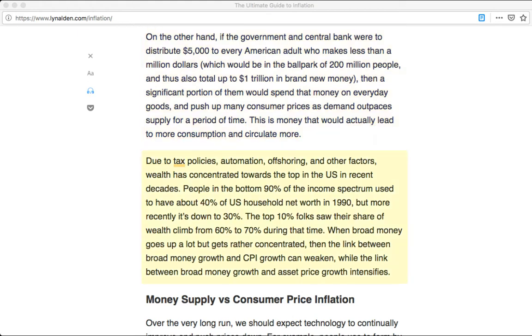Due to tax policies, automation, offshoring, and other factors, wealth has concentrated towards the top in the U.S. in recent decades. People in the bottom 90% of the income spectrum used to have about 40% of U.S. household net worth in 1990, but more recently it's down to 30%. The top 10% folks saw their share of wealth climb from 60% to 70% during that time. When broad money goes up a lot but gets rather concentrated, then the link between broad money growth and CPI growth can weaken, while the link between broad money growth and asset price growth intensifies.